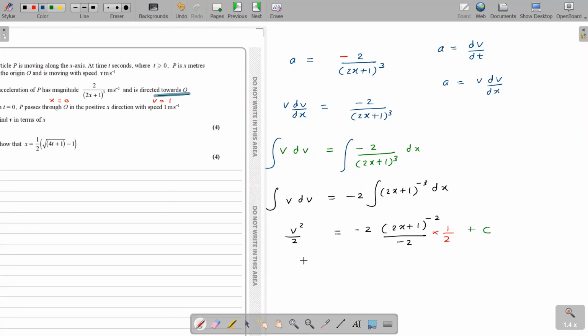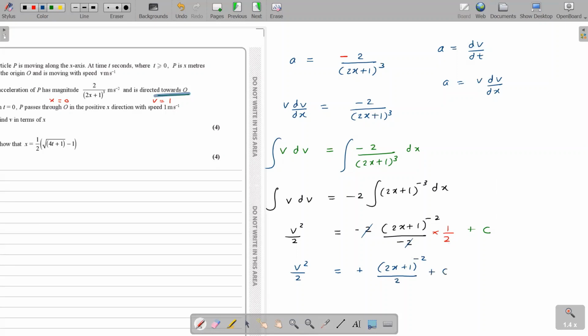Okay, so let's simplify here. We get v squared over 2 equals, the 2 cancels off here. Minus divided by minus is a plus. (2x + 1) to the power minus 2. And because of this half, you have a 2 in the denominator. Are you with me?